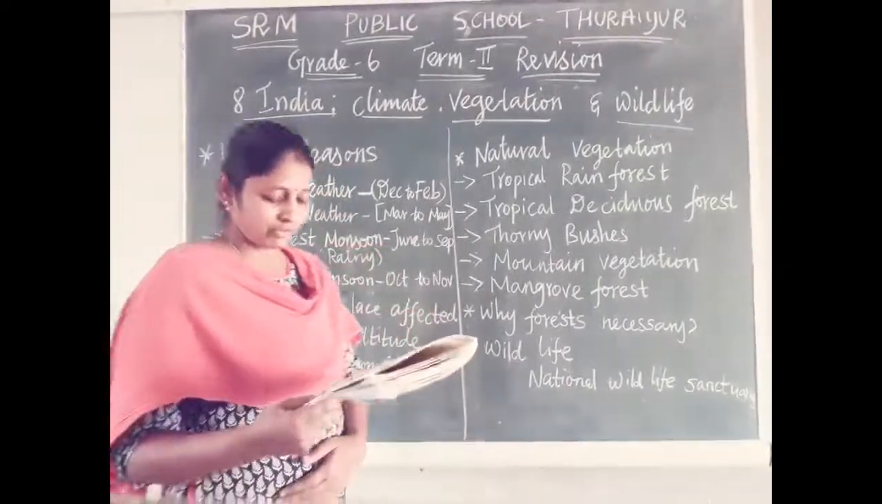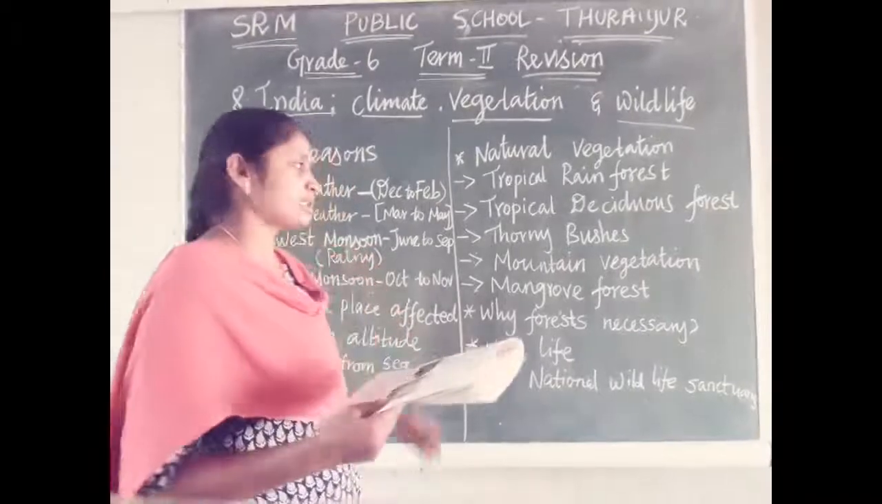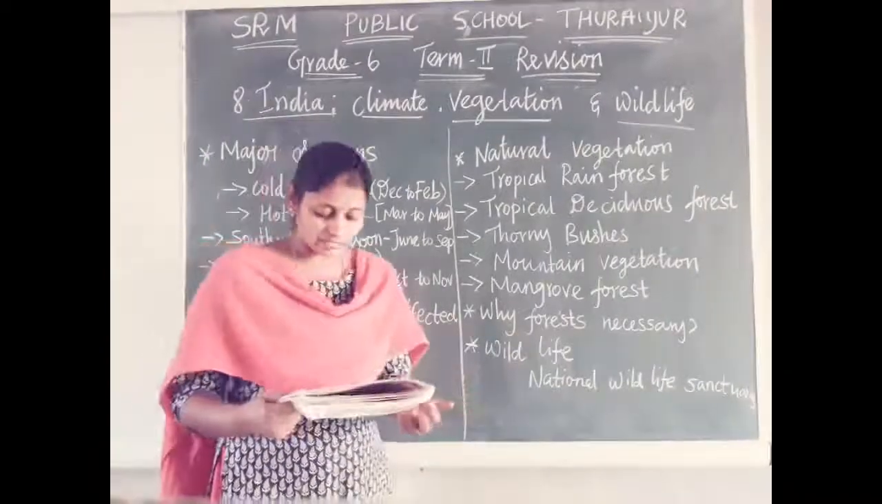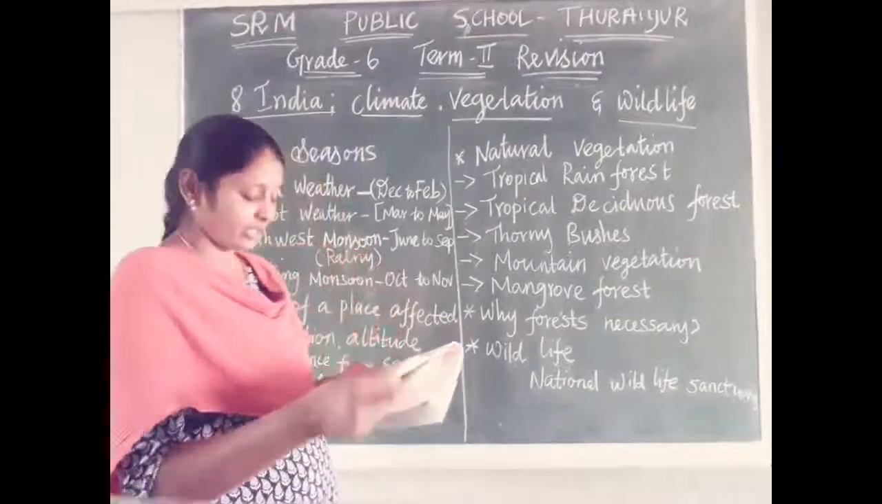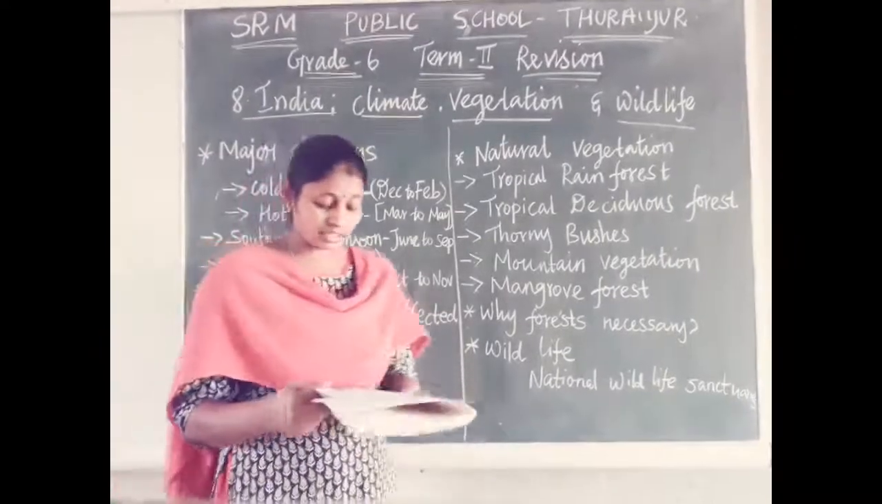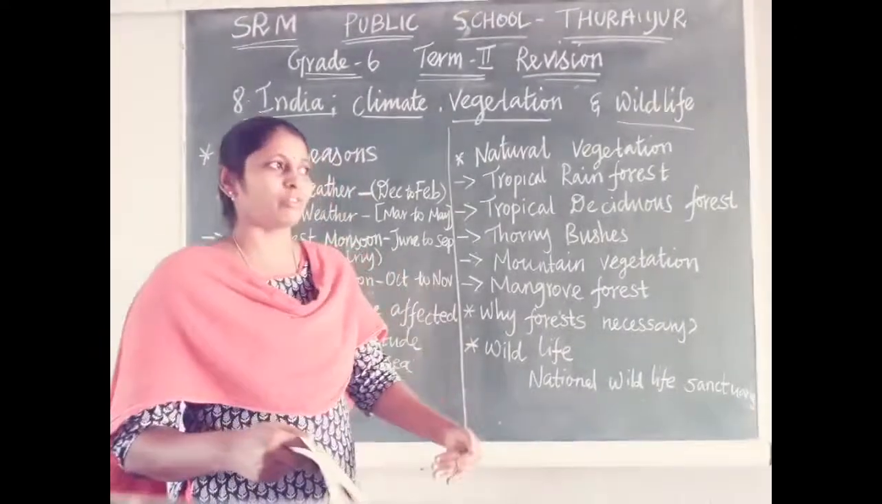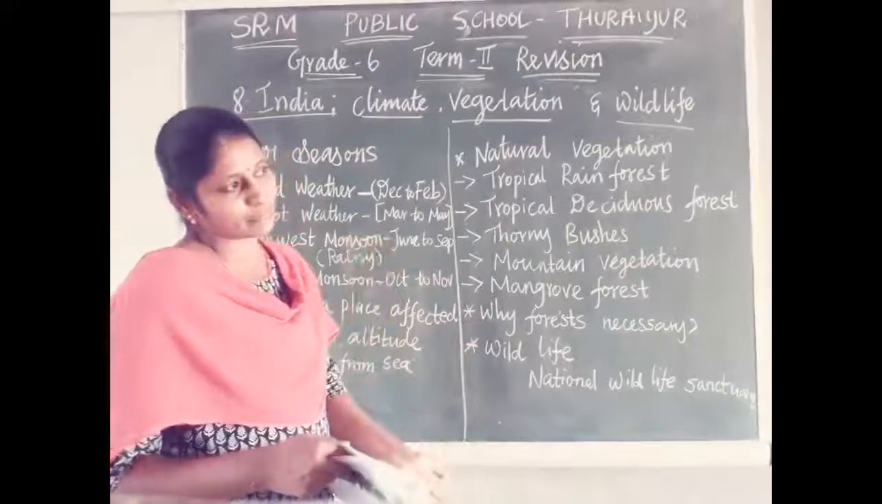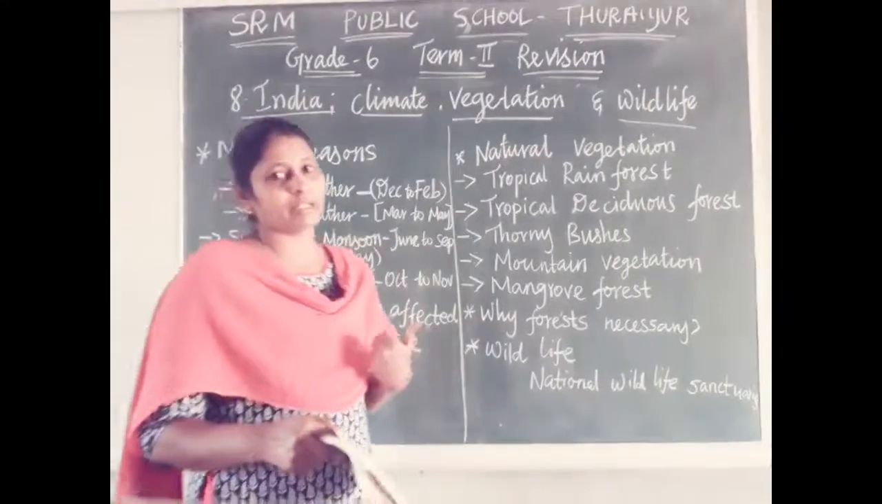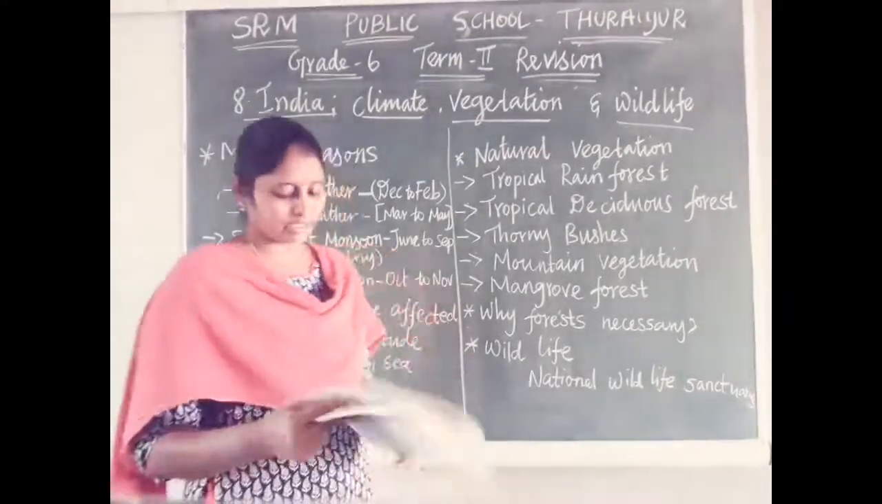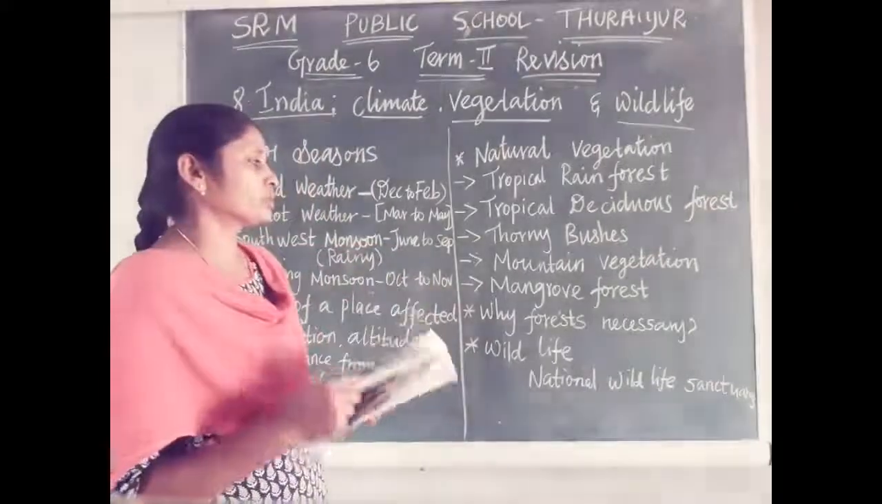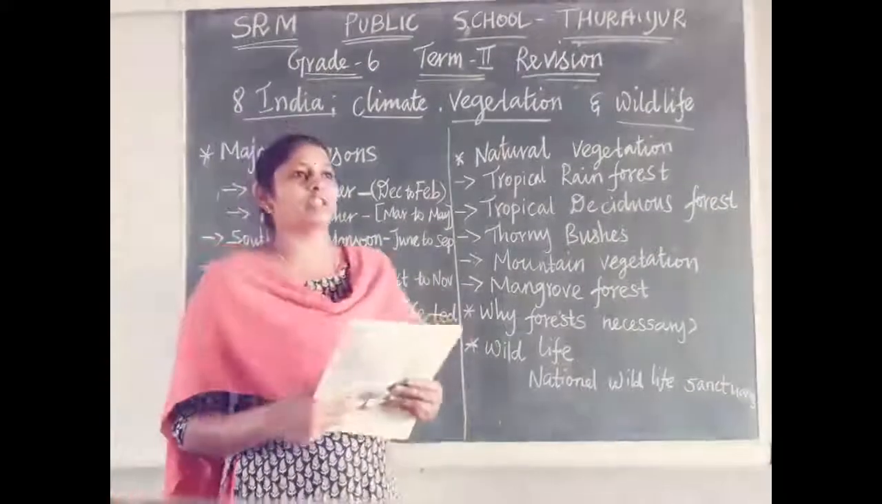From where can we find this forest? Rajasthan, some parts of Punjab, Haryana, and the east slope of the Western Ghats. East slope of the Western Ghats means some places in Tamil Nadu. So that is thorny bushes.